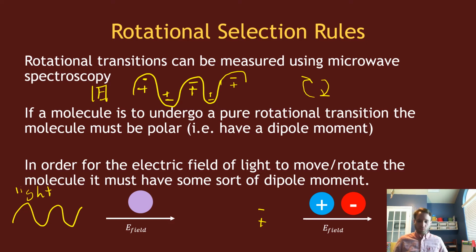And the other selection rule has to do with what energy levels are allowed to transition, and we'll talk about that in just a minute.